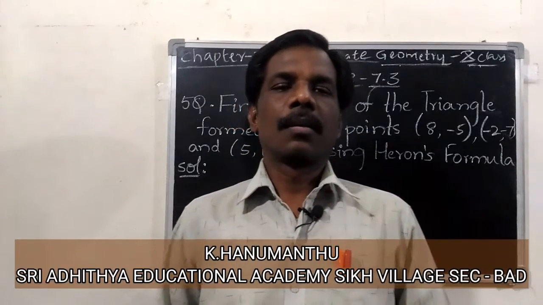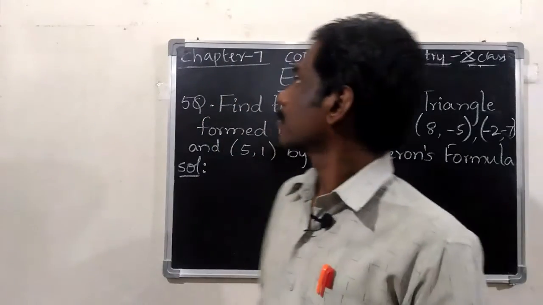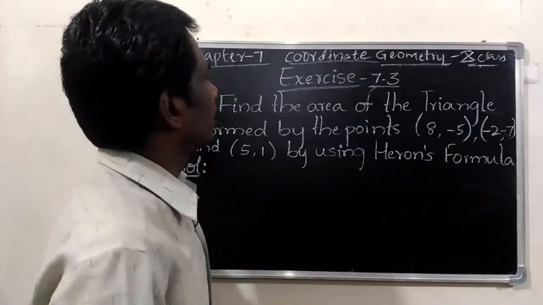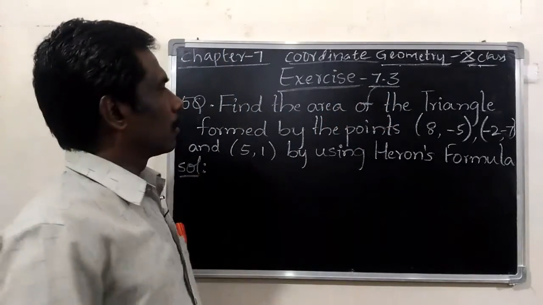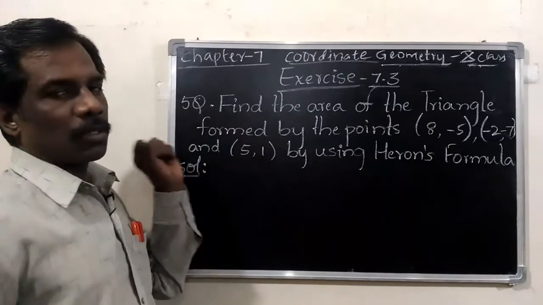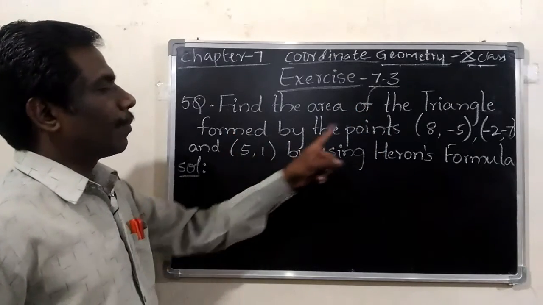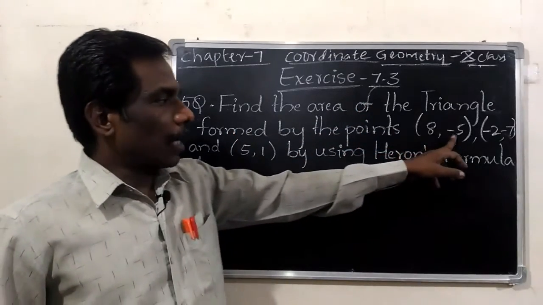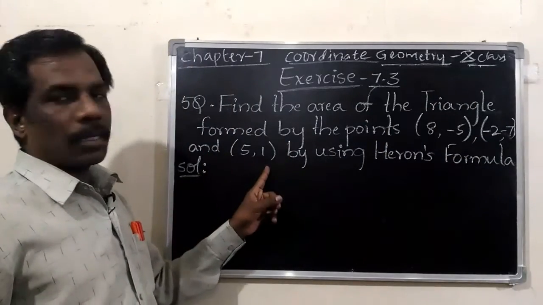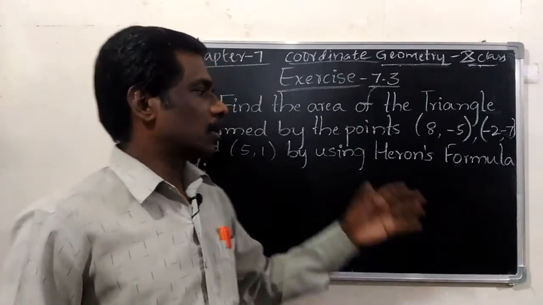Hello students, today I am explaining 10th class maths chapter 7, coordinate geometry, exercise 7.3, fifth question. First we read the question. Find the area of the triangle formed by the points (8, -5), (-2, -7) and (5, 1) by using Heron's formula.